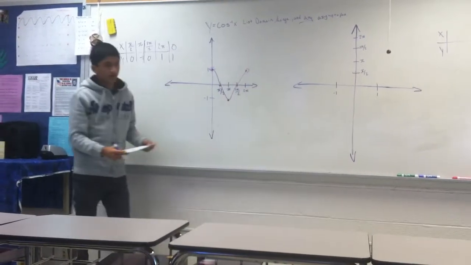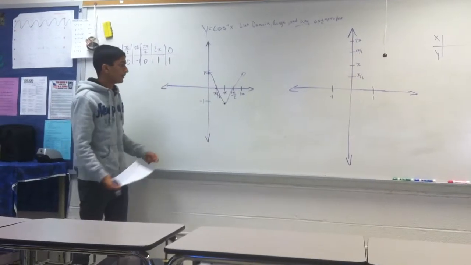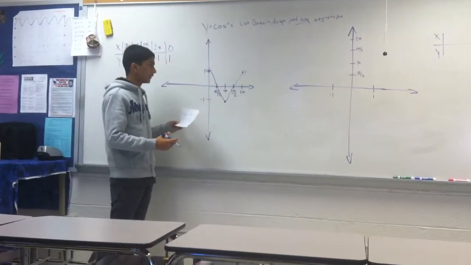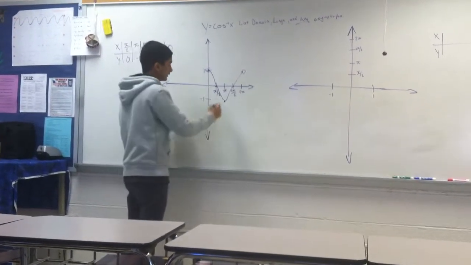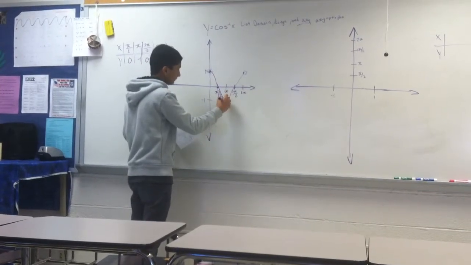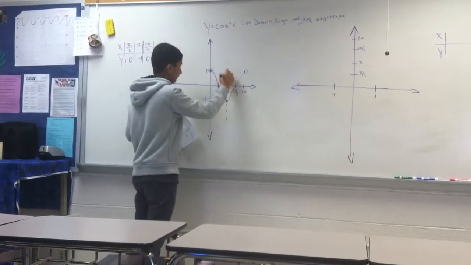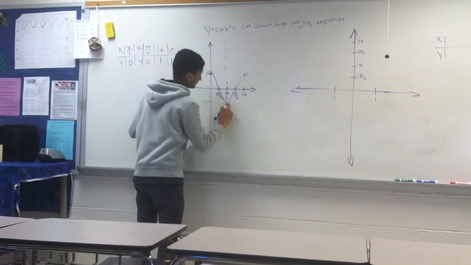And since we're trying to graph arc cosine, you want to restrict the graph so that it's a 1-to-1 function. So you want to restrict it at 0 and pi, and you just erase this part off.